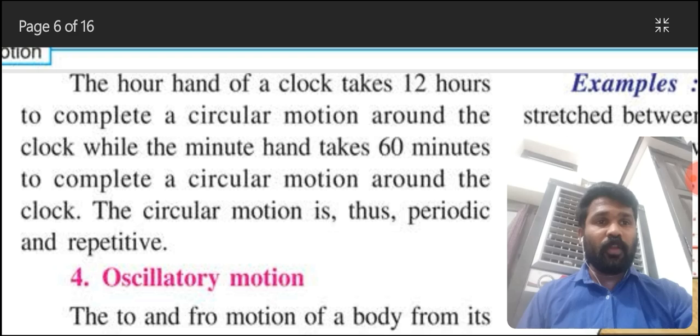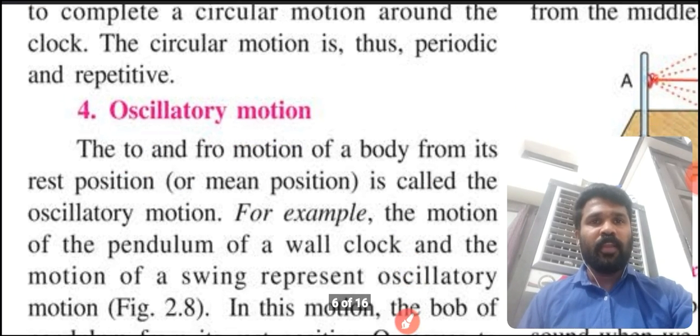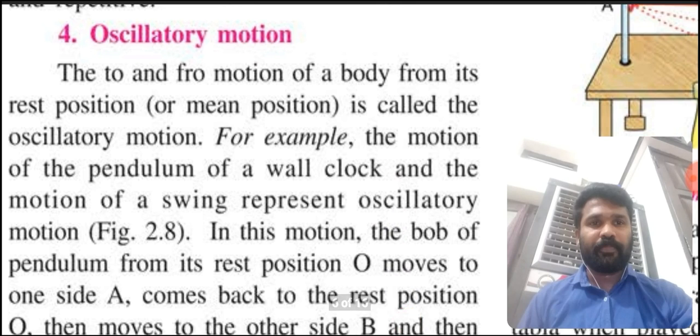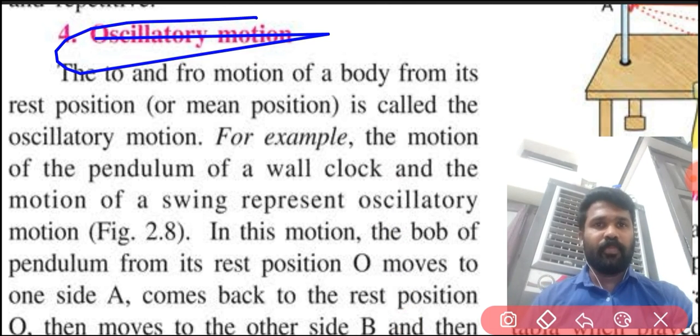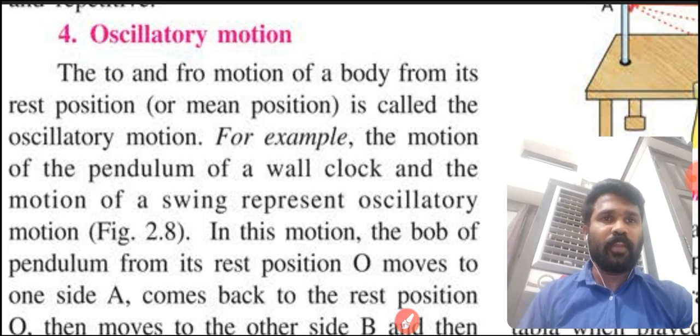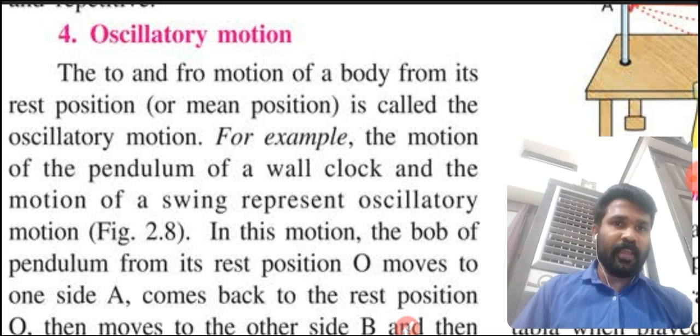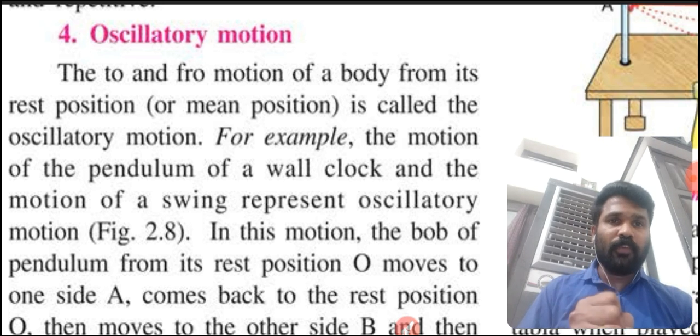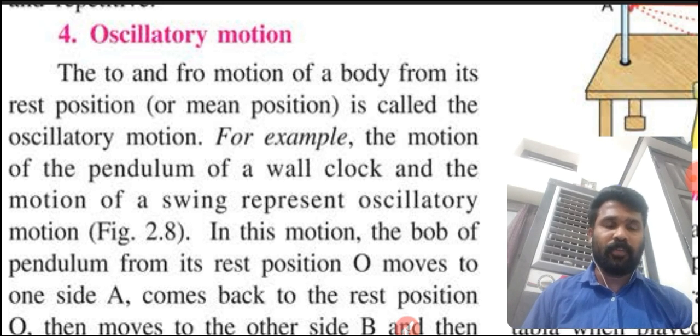Okay. Now we are going to discuss another type of motion, that is oscillatory motion. The to and fro motion of a body from its rest position, or mean position, is called oscillatory motion. For example, the motion of the pendulum of a wall clock and the motion of a swing represent oscillatory motion.